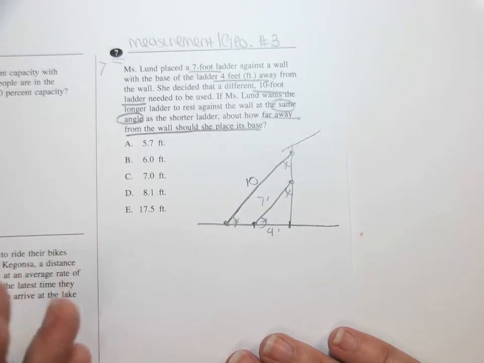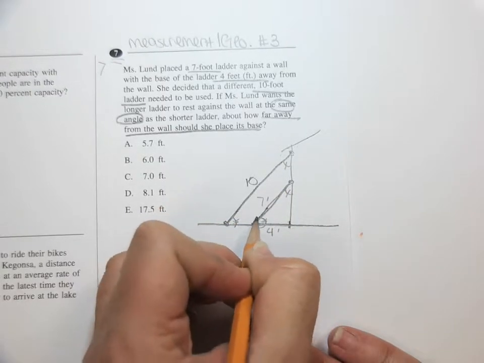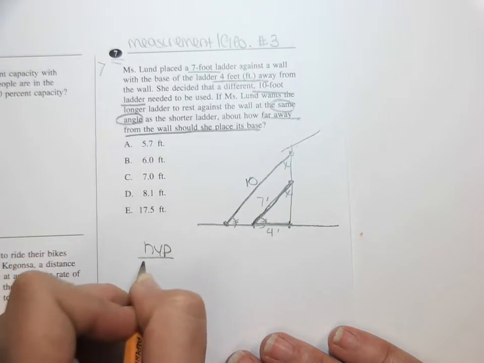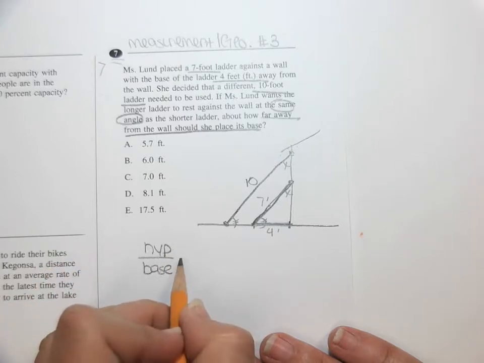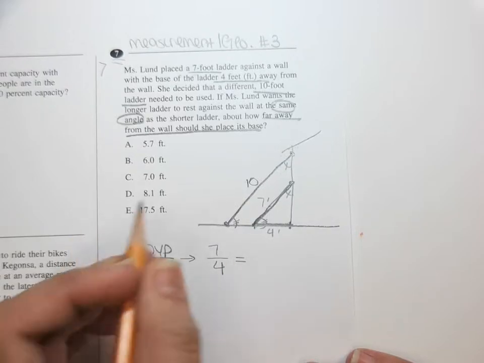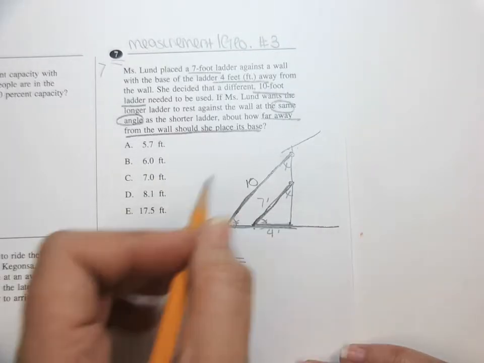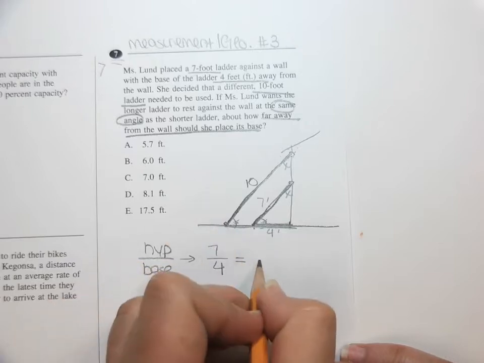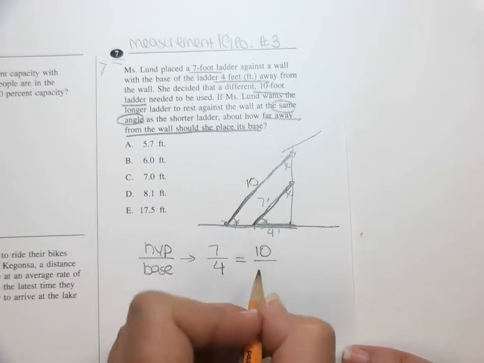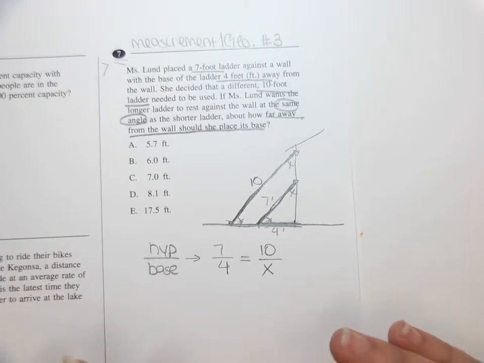So if they're similar triangles, it means that my ratios are the same. So if I look at my longest side to my base, or my hypotenuse to my base, in the small triangle, I'm going to write the ratio as hypotenuse to base. You can write it a different way as long as you're consistent. So hypotenuse being 7, base being 4. I know that's going to equal the hypotenuse to my base of my second ladder triangle here. So my hypotenuse is going to be 10, that length of the ladder, and the base is what I don't know. I'm trying to find how far away from the wall it should be, so I'm going to call that x.